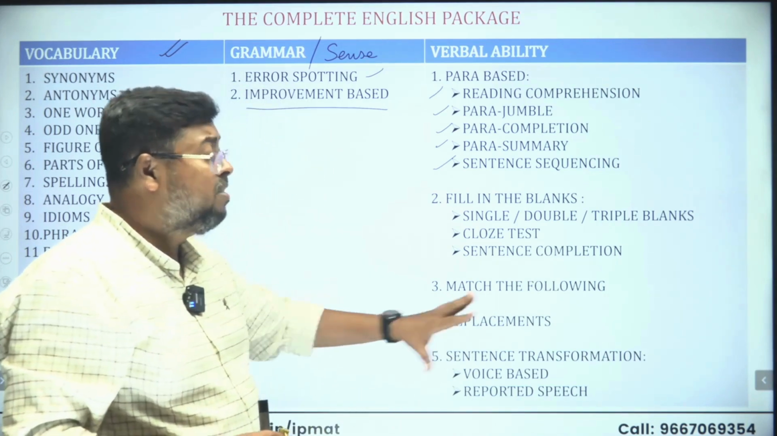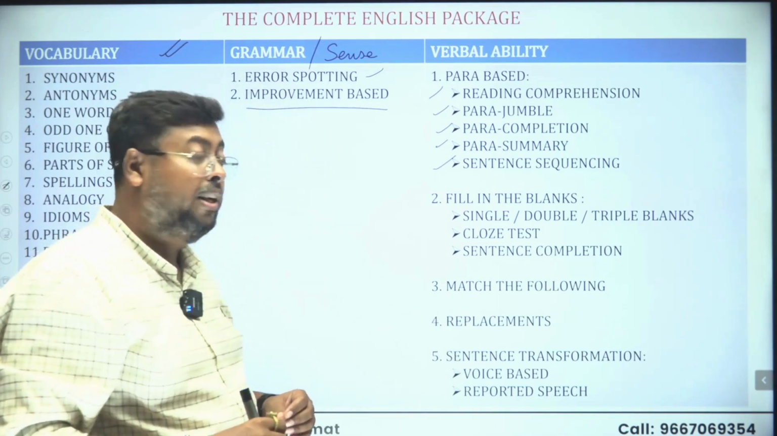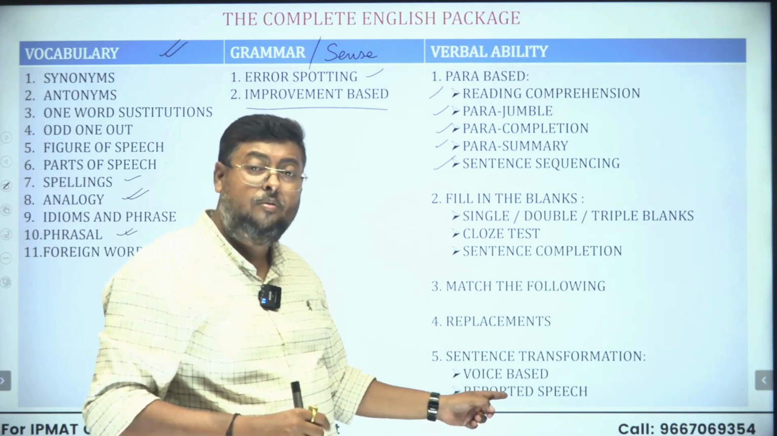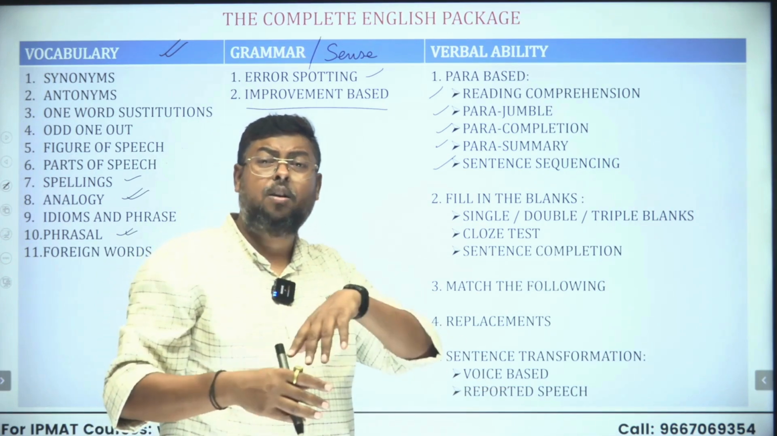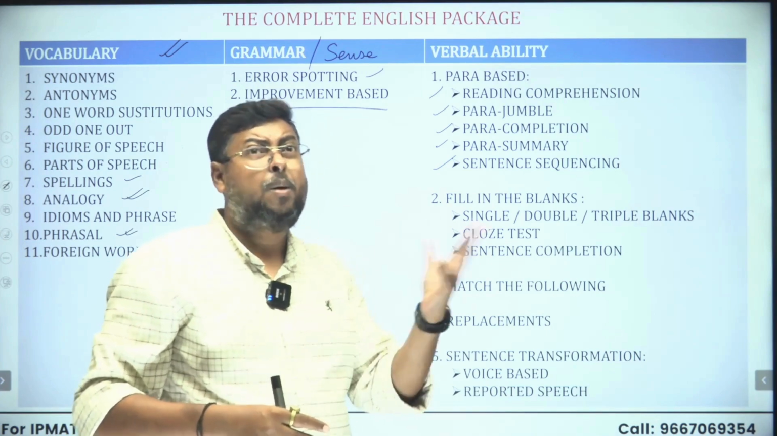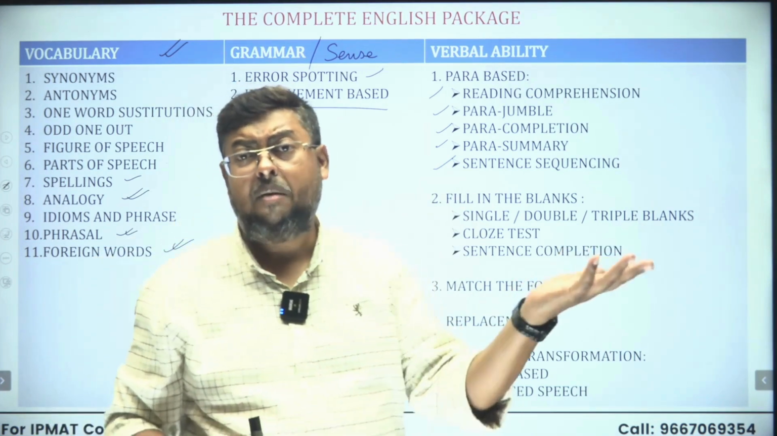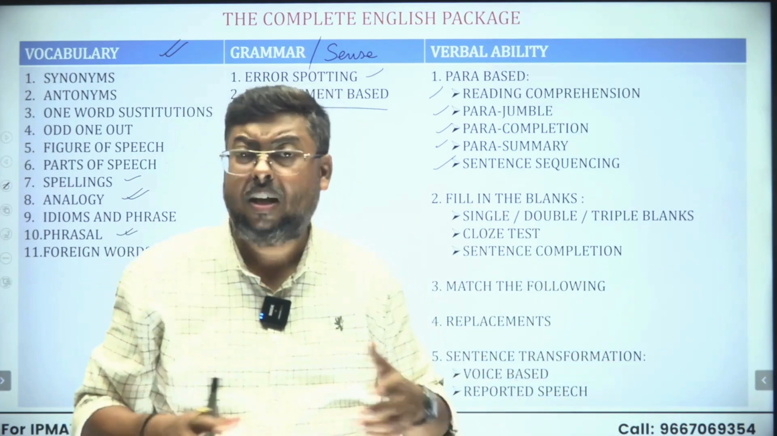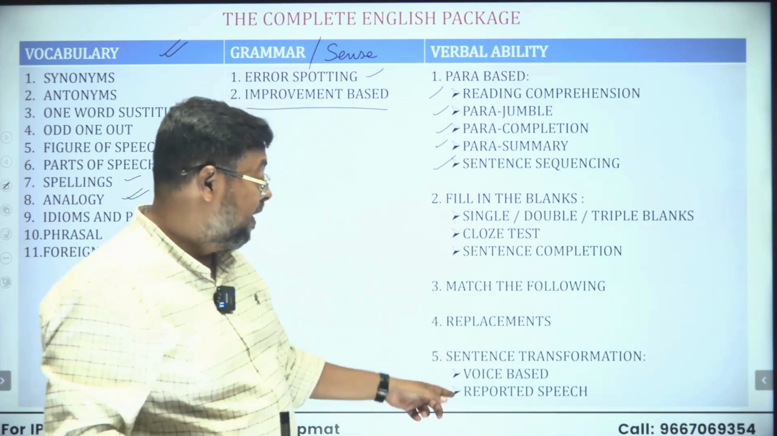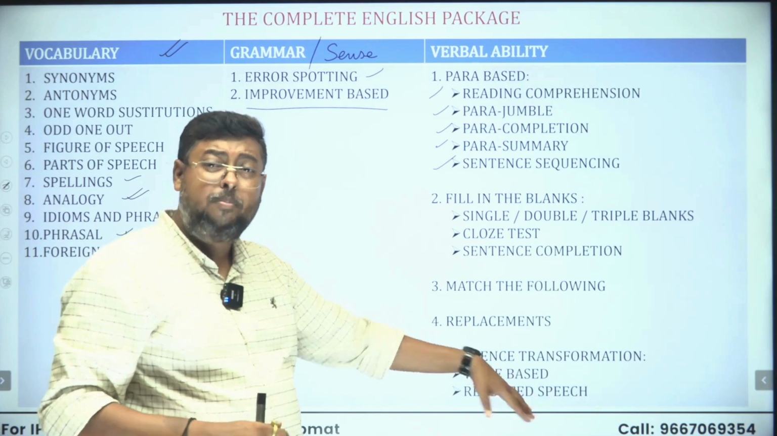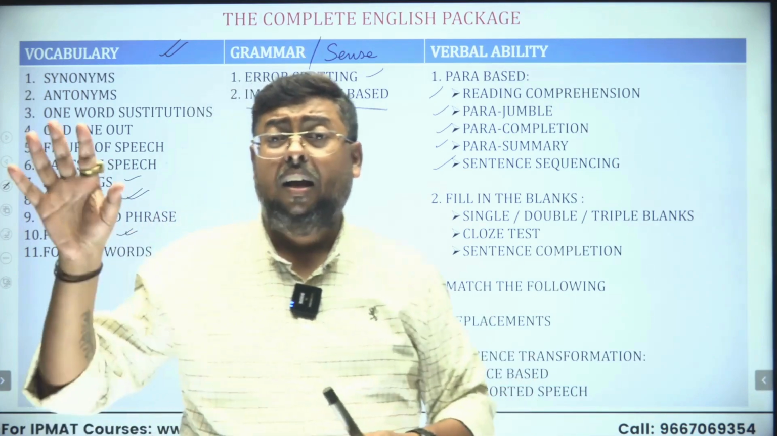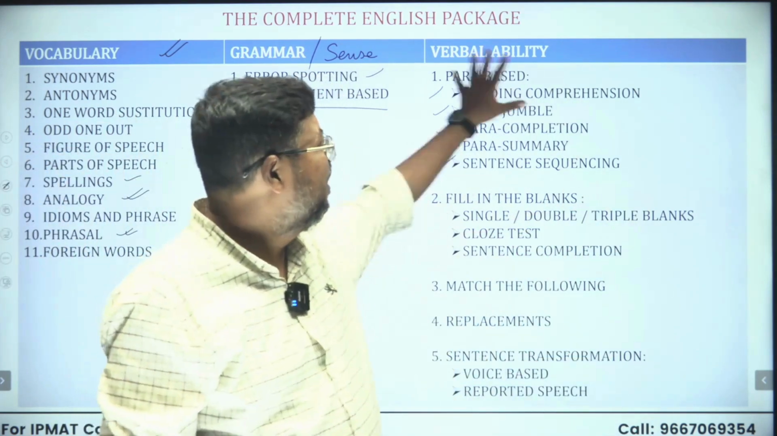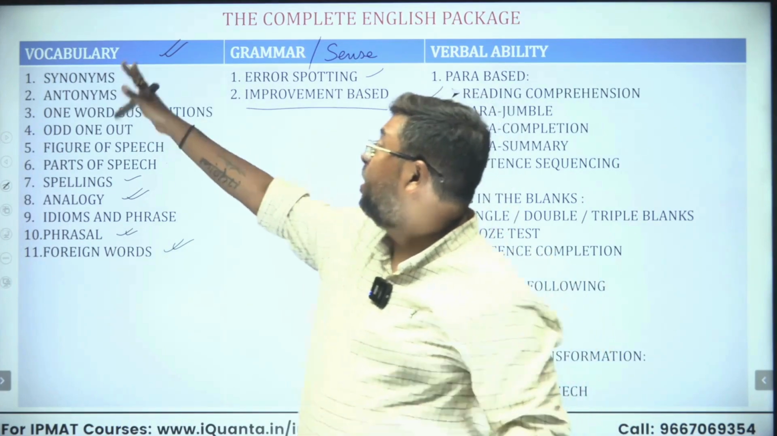Then we have got sentence transformation. What all kind of questions you would expect in sentence transformation? We would have voice based. Okay, voice based is what? Active, passive, right? We can go from active to passive. Active to passive is basically if the active sentence is Ram eats mangoes, the passive would be mangoes are eaten by Ram. So that is how we go about. Okay, next is reported speech. Reported speech is direct, indirect speech. A said this to B, and then it goes on, right? So it's all the whole verbal ability along with vocabulary and grammar.